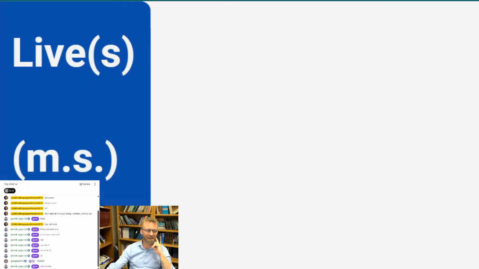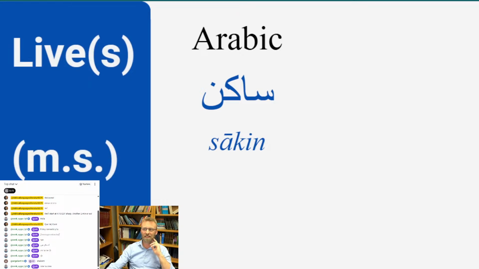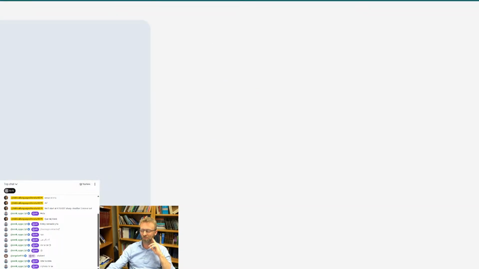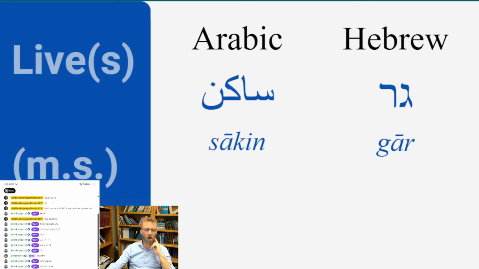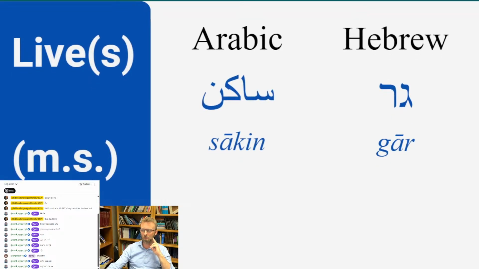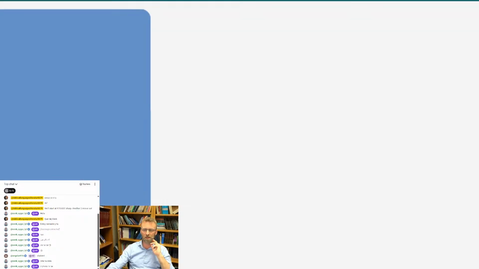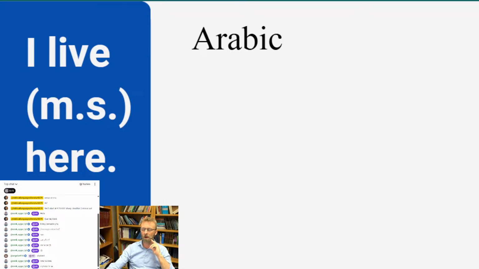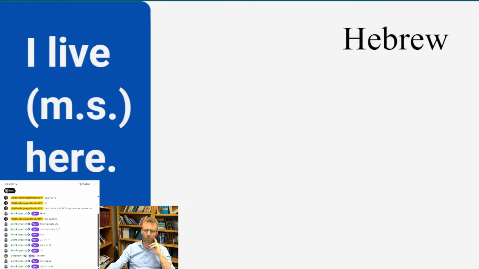And then we said the word to live in the masculine singular in Arabic is going to be sakin, which is related to the Hebrew form shechina or shekinah, right? And then in Hebrew, we're going to have the word gar. So gar in Hebrew and sakin in Arabic. And to say, I live here, if a male is going to say, I live here, in Arabic it will be ana sakin hon. And to say I live here in Hebrew.